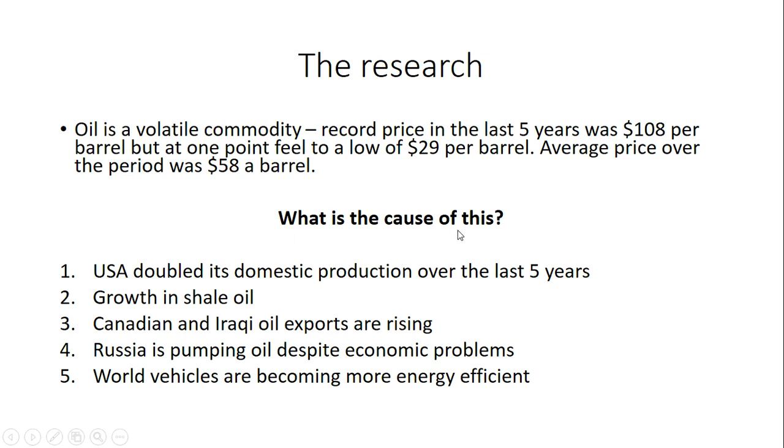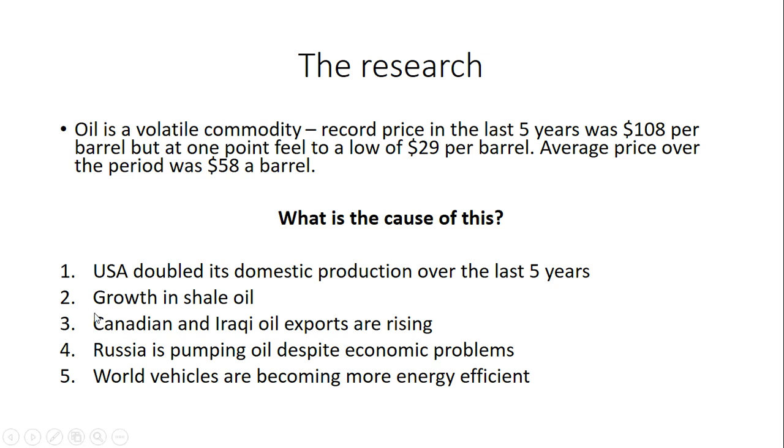Now, again, we're told what is the cause of this, and these are the 5 reasons that are mentioned in the case study. Firstly, the USA has doubled its production. So, over the last 5 years, the USA is producing its own oil, and they haven't had to import this. Now, as a result of that, the price of oil has gone down because they would have had to import it from most likely the Middle East, and the Middle East obviously dictate their prices to the US. Otherwise, they had their own basis of prices too.